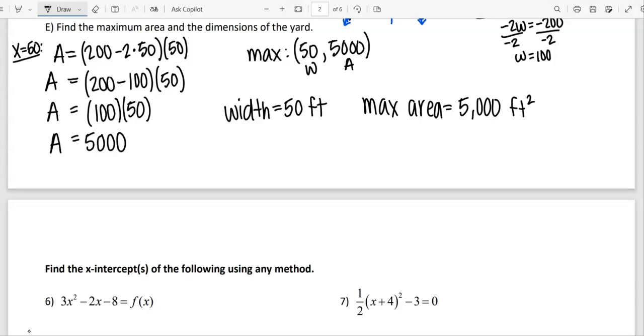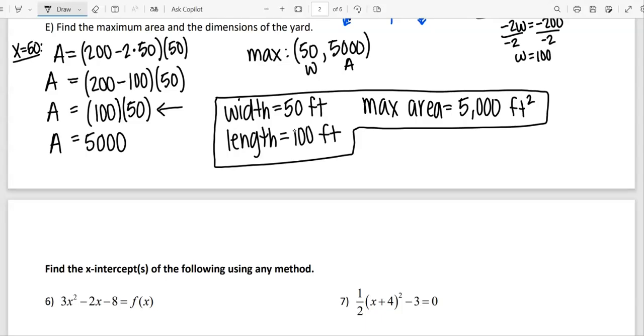And what's the only thing I'm missing out of what they asked me for? The length. And what was the length? Notice you multiplied width and length together to get 5,000. So if you can backtrack to what you multiplied by 50 to get 5,000, you'll know the length. 100. That happened here. And that's our answer.